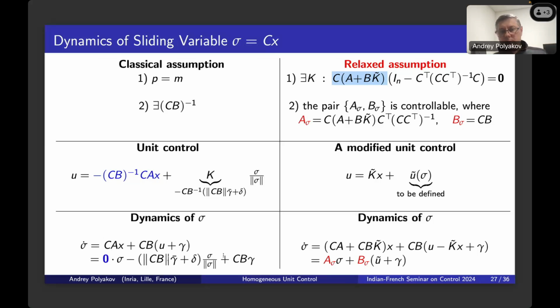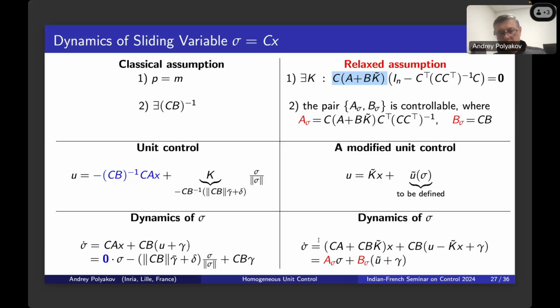So the classical unit control is based on standard dilation, but the ideas are the same. First, rejection of the linear dynamics, and next, homogeneous control design. For the modified unit control, we have this rejection of linear dynamics, but it is a rejection of linear dynamics related to uncontrollable variables. So after computation of the dynamics of the output, we will have the following equation.